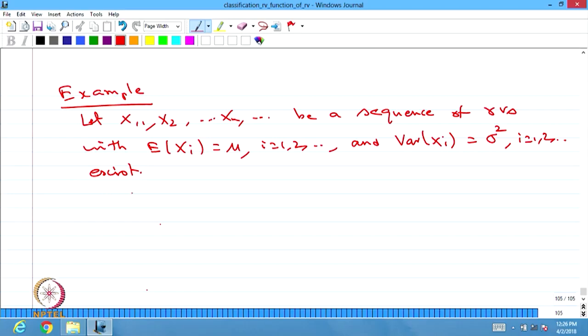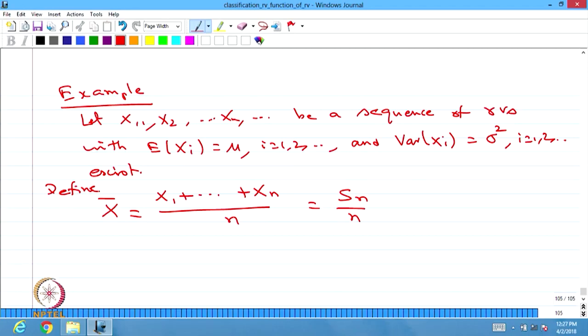I am going to define a new random variable, that is the sum of n random variables divided by n. For the sum of random variables, we usually use the notation Sn. But now I am going to divide that sum by n, so I am going to use the notation x bar. x bar is the random variable. It's a function of n, though I'm not writing n on the left side. x bar is the sum of random variables divided by n. Or we can use another notation, Sn divided by n. Either x bar or Sn divided by n, both are one and the same. So I am going to define this random variable for different n.